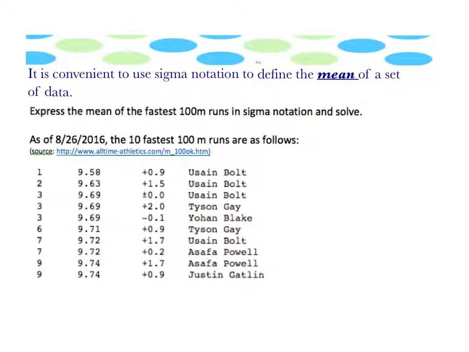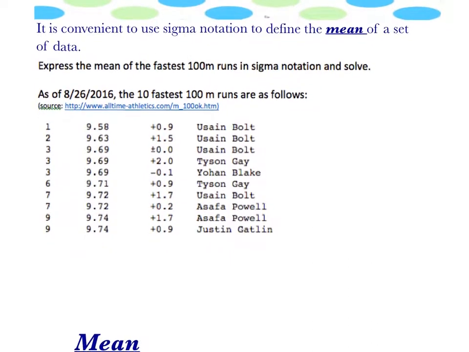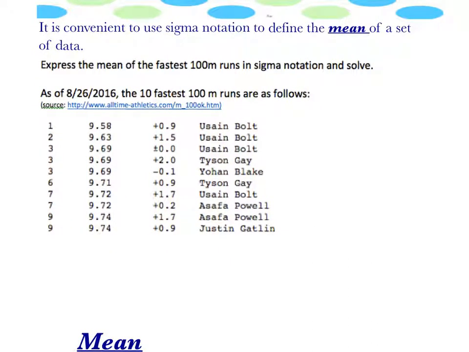Alright, so now we're getting into the measure of center part, which is really why I needed to talk about all of this sigma notation. So it's convenient to use sigma notation when I define the mean. Now before we officially define a mean, let's talk about what it is, because I know you guys are really used to it. Mean is also called the average. It's probably what you're used to calling it.